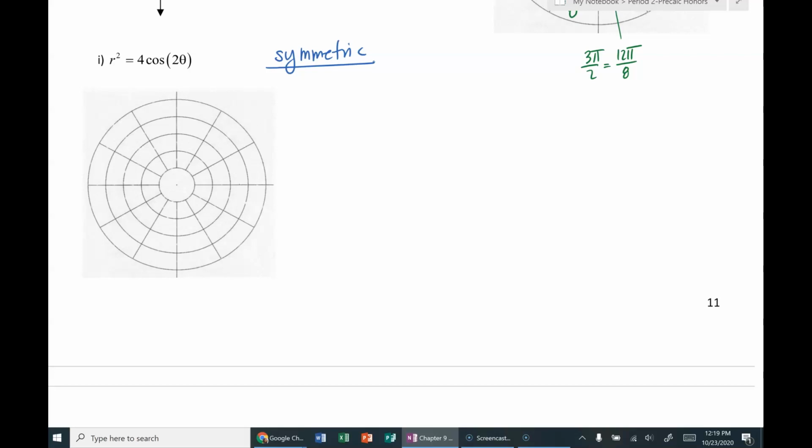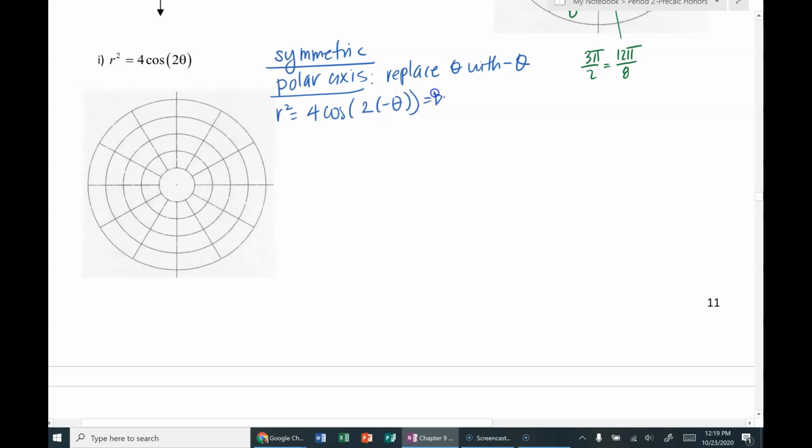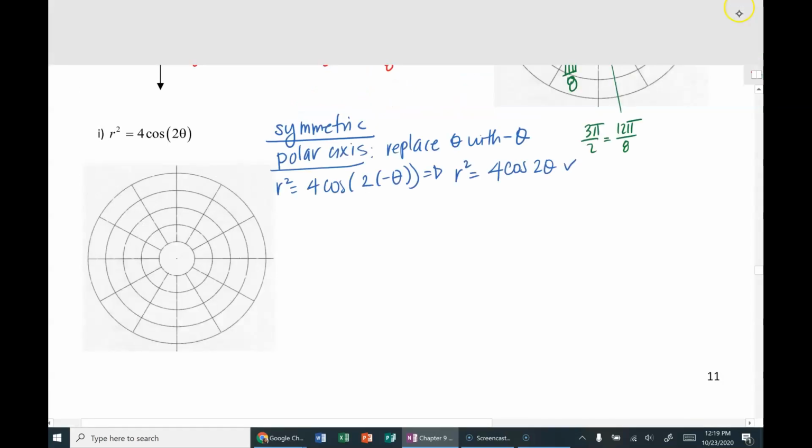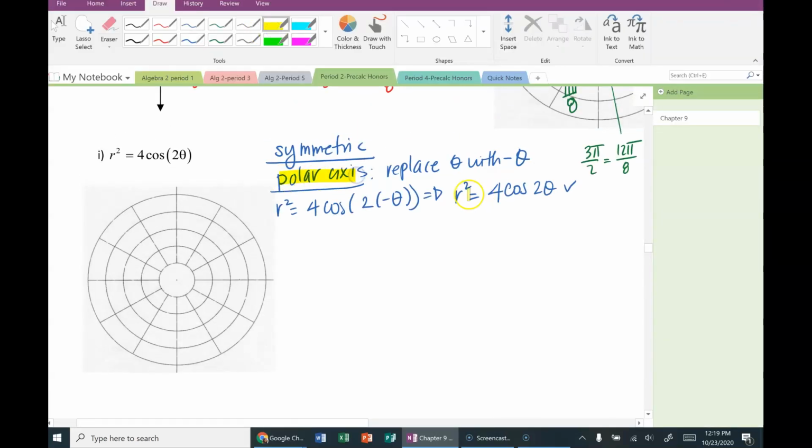Okay, so hopefully you started with the polar axis, or any of the ones. It doesn't have to be with the polar axis, okay? So if you started with the polar axis, you will replace theta with negative theta. So r squared equals 4 times cosine of 2 times negative theta. Remember, cosine is an even function, meaning that the negative can just completely disappear. Oops, I forgot the 2. All right, so immediately we know that works. So we will highlight it, okay? And then we will go check the other ones to see if they also work.